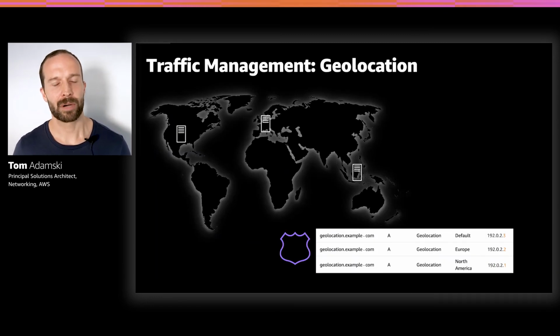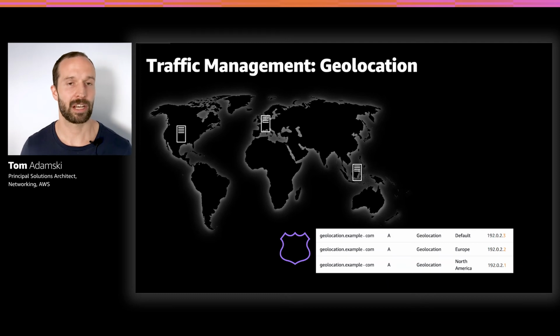Now, if we want to make a routing decision based on the location of our clients or where the resolver is, we can do that with geolocation routing. We can configure it so that depending on which country, which continent, or which state in the US the traffic is coming from, we can return a different IP address, a different answer. So in this example, we have 3 different geographies. We have the default, which is like a catch-all. We have North America and Europe.